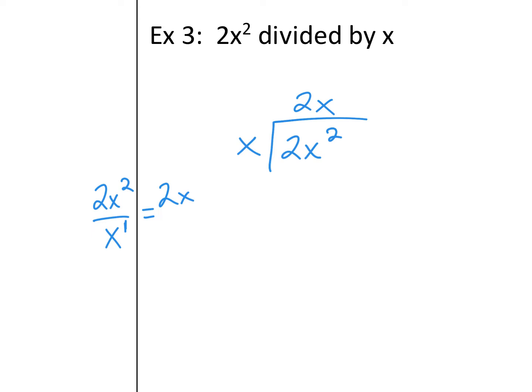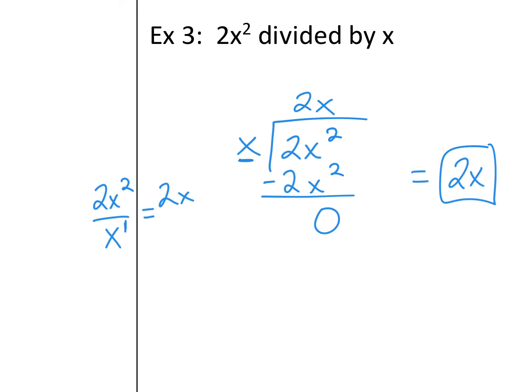Does that make sense? We do the same process here now. We take that 2x, we multiply it by the divisor. What is 2x times x? 2x squared, so that matches, which is exactly what I wanted it to do. I change its sign, and I get a remainder of 0. Okay, so the answer to this would just be 2x.